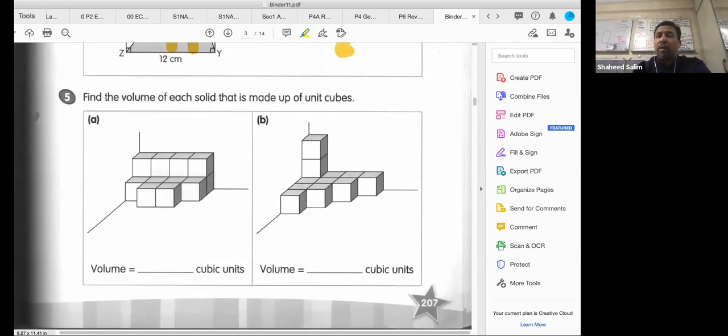Okay, this one you need to count the number of cubes now. You can guess if you want to.